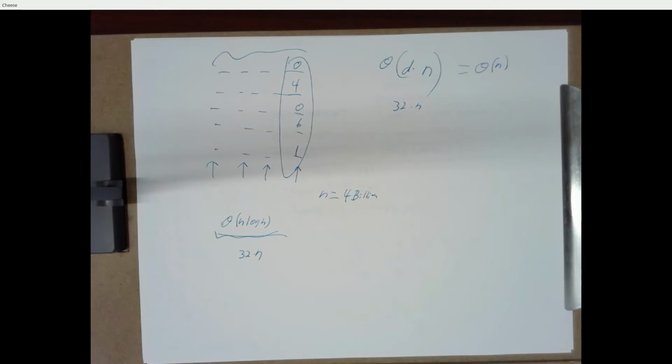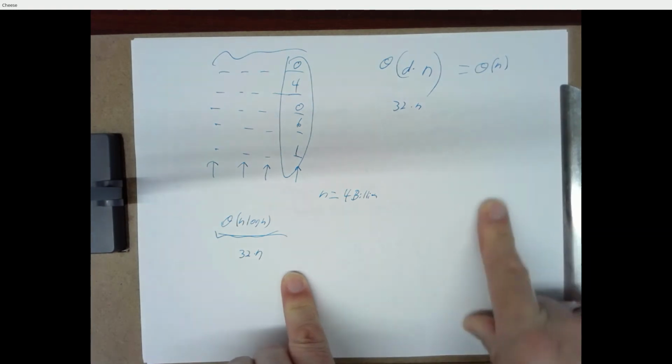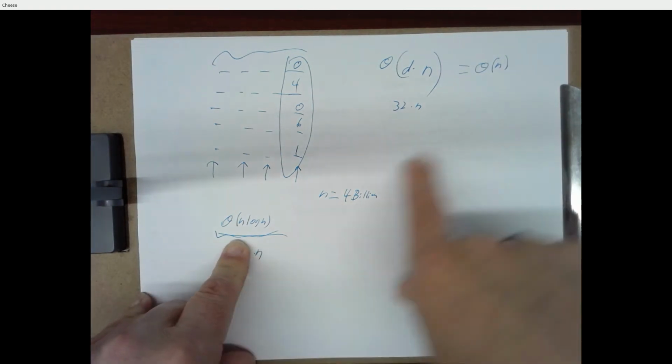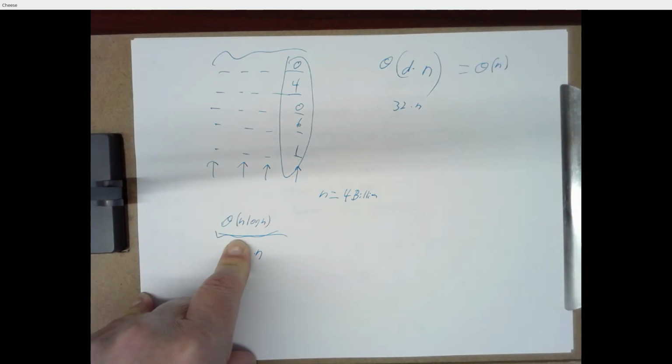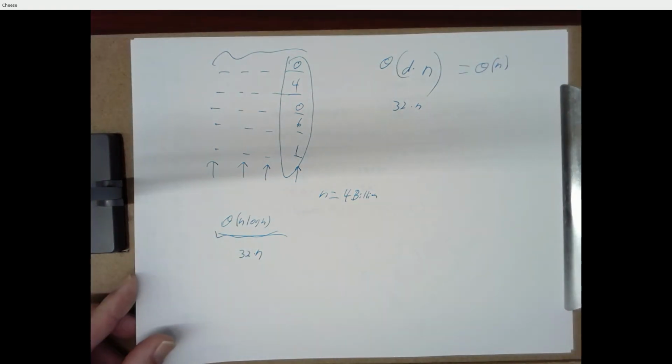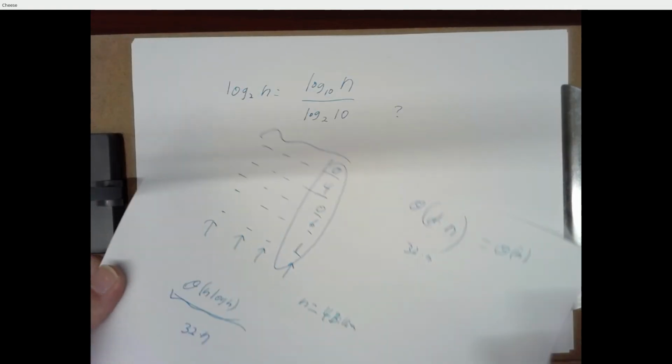So these are asymptotic expressions, right? As n gets bigger and bigger, at some point this will be less efficient than this, but that point may be beyond what we're reasonably interested in doing. So that's something to keep in mind.